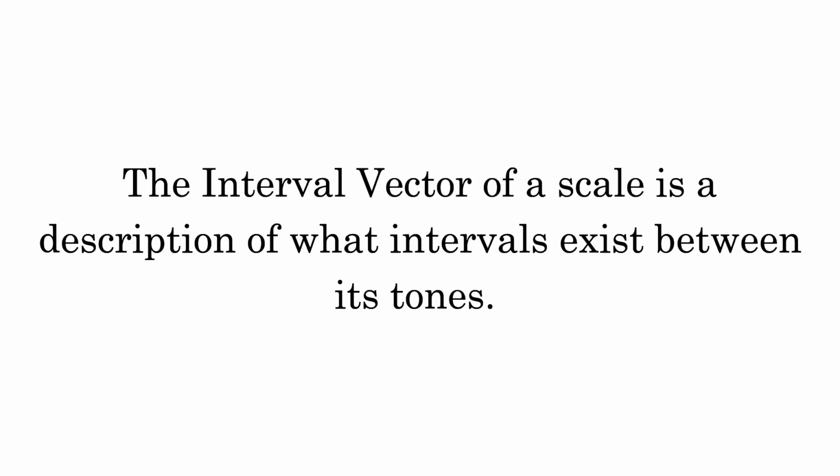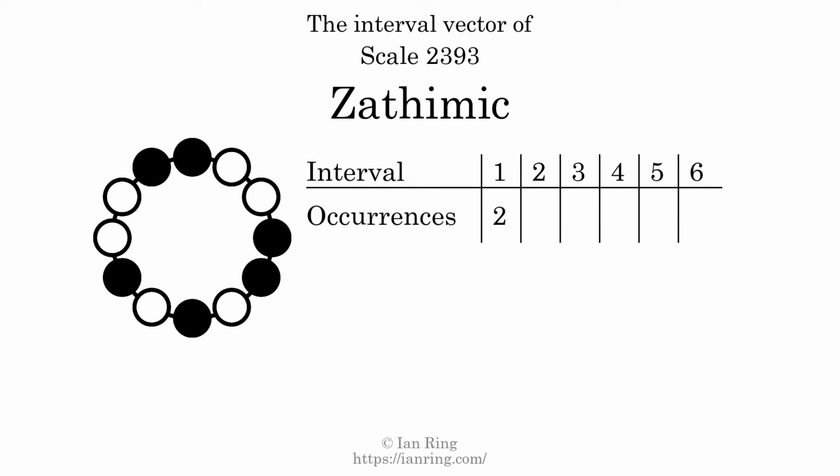The interval vector of a scale is a description of what intervals exist between its tones. There are 2 intervals with a size of 1 semitone. They are here and here. There are 2 intervals with a size of 2 semitones. They are here and here. There are 3 intervals with a size of 3 semitones. They are here, here, and here.